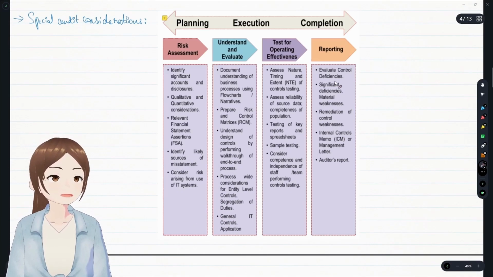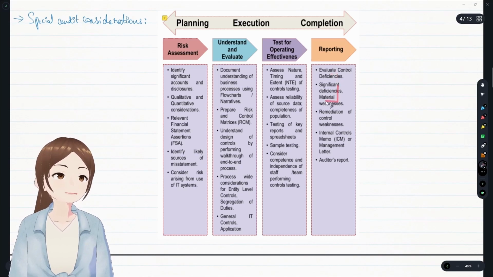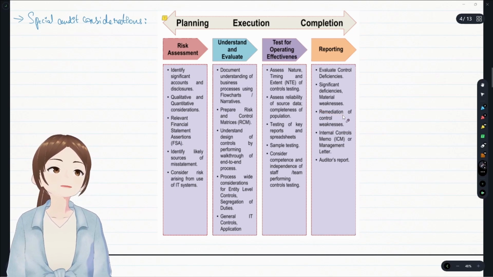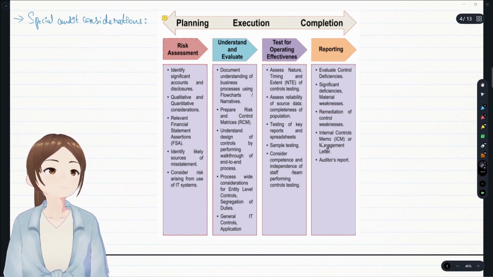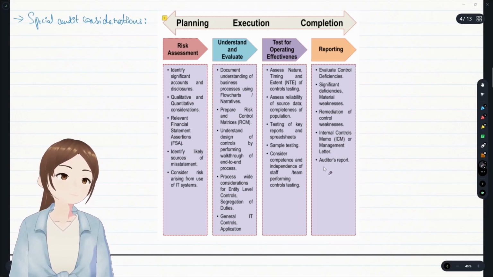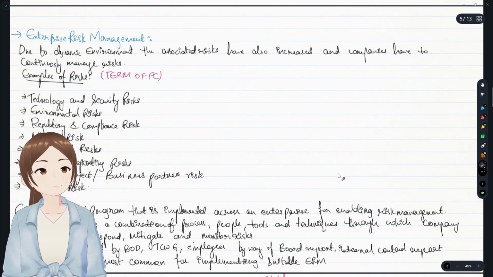remedial action. Likewise, when we find some deficiencies or weaknesses or any kind of risks that were there, we immediately state the remedial actions. And internal control memo, management letter, internal controls memorandum, and then the auditor's report.